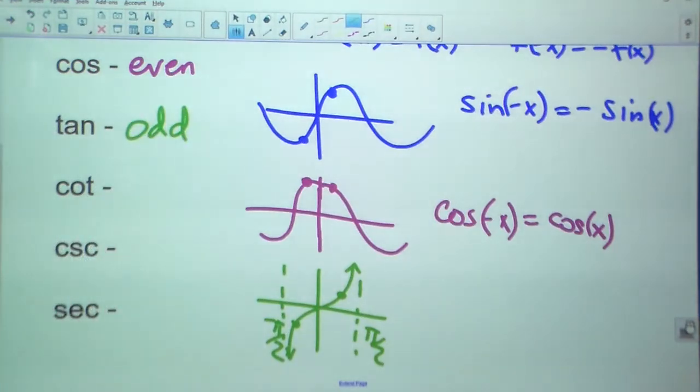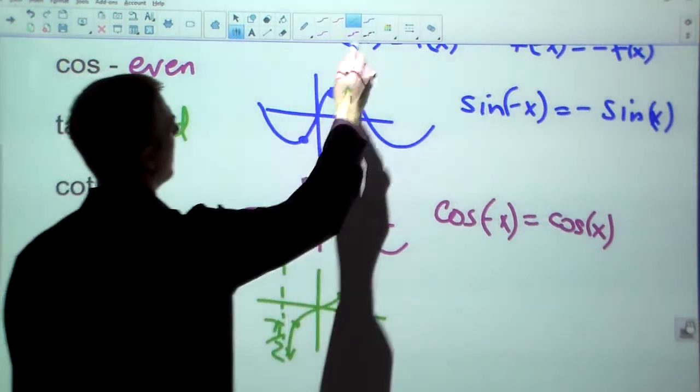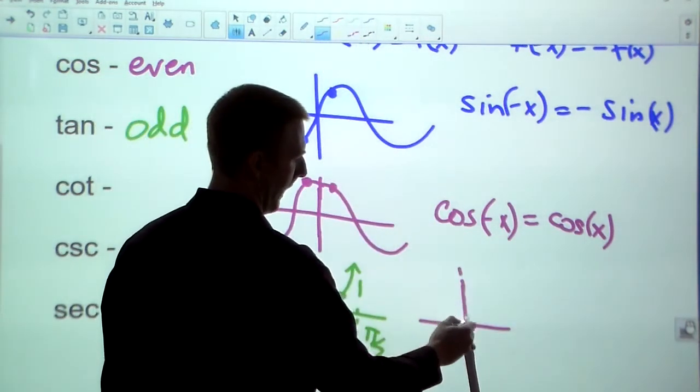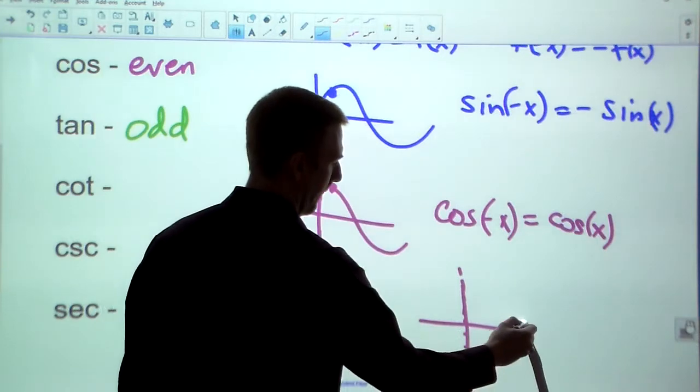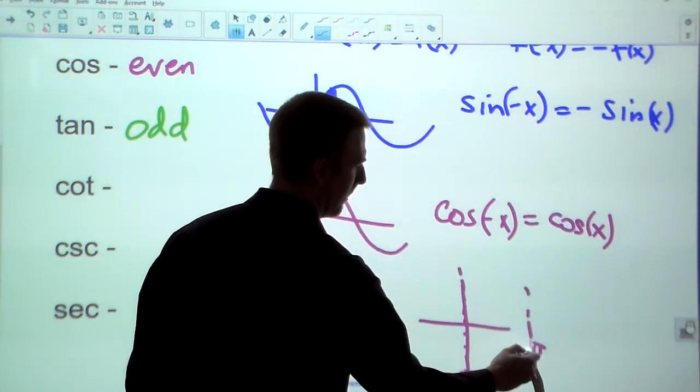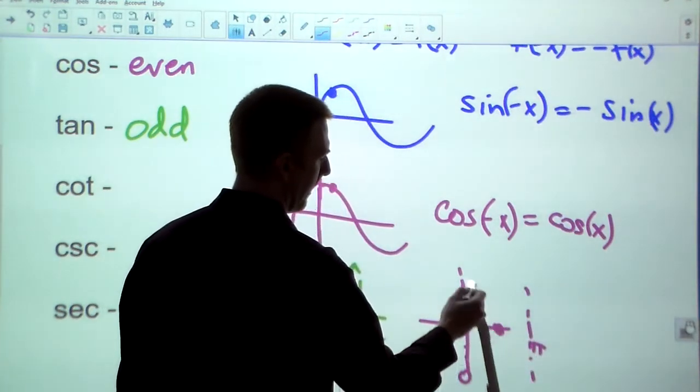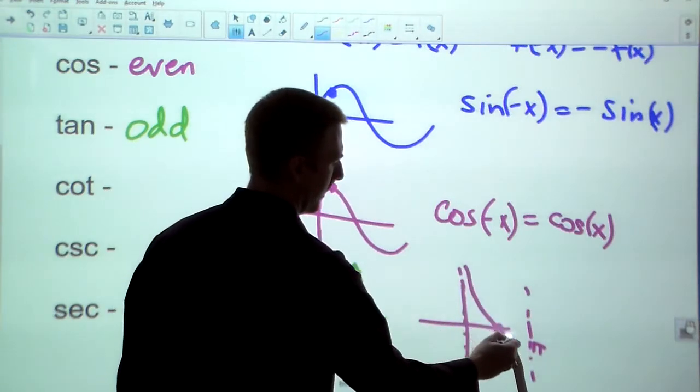Okay. On my list, I went to cotangent next. Now cotangent has an asymptote at 0 and then another one at pi, and it kind of goes the opposite direction. It goes downhill.